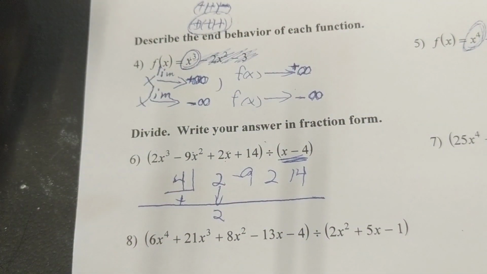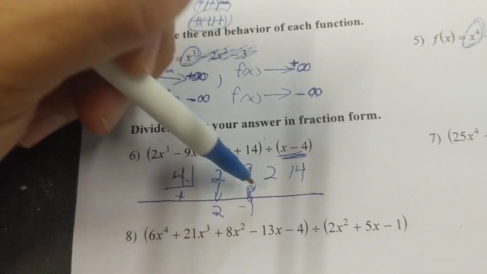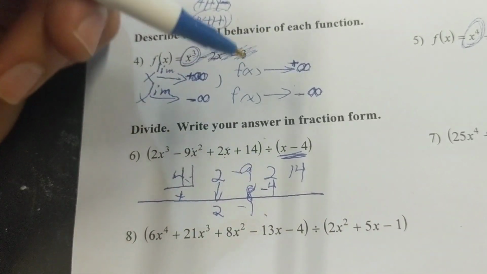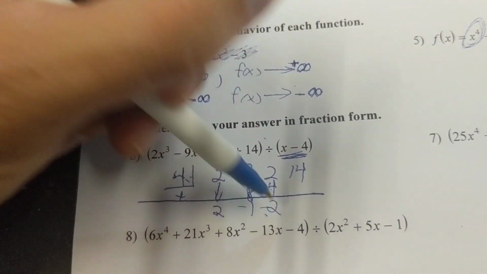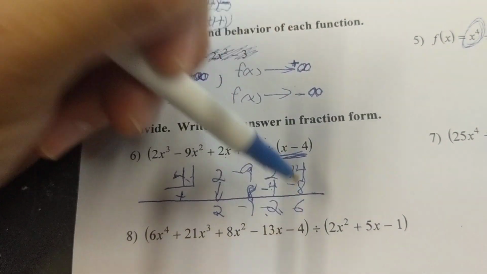Anyway, 4 times 2 is 8, that gives negative 1. 4 times negative 1 is negative 4, and that adds up to negative 2. And then 4 times negative 2 is negative 8. Positive 6 is the remainder.